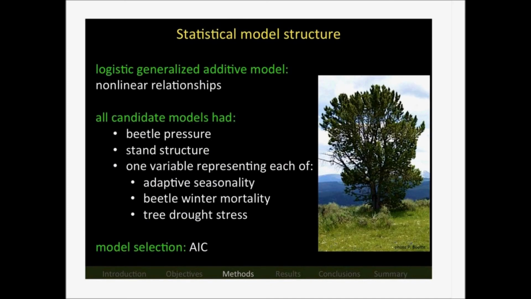In our model structure, we use a logistic model. It's a binary response to presence or absence of tree mortality. And we use a generalized additive model, which allows for a nonlinear relationship between the explanatory and response variable. And we developed a set of candidate models, each of which had representations of beetle pressure, stand structure, and one variable representing adaptive seasonality, winter mortality, and tree drought stress. Then we used an AIC model selection process with this set of candidate models to select the very best model.